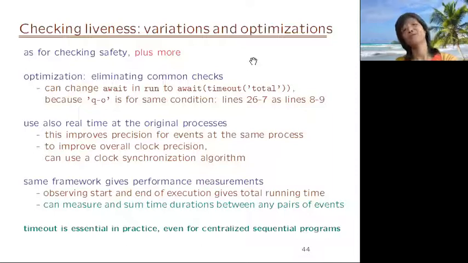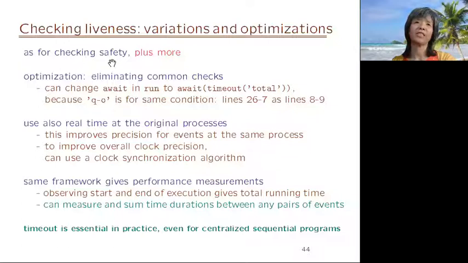All right, and there are also some variations and optimizations for checking liveness. For sure, all those things you can do for checking safety apply here too, but you can have a little more optimization, and you can limit the common checks. For example, we can change the wait in the run method. Remember, waiting for that termination condition, and then with the timeout. So you can just change the whole thing to waiting for a timeout, because that condition is already checked by the other timeout for pairs of events.